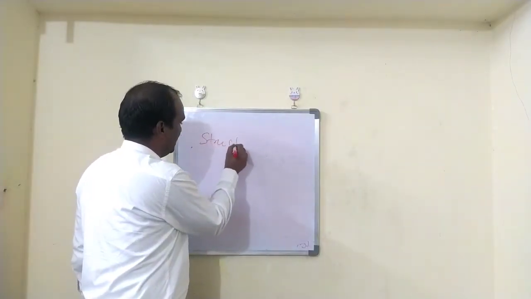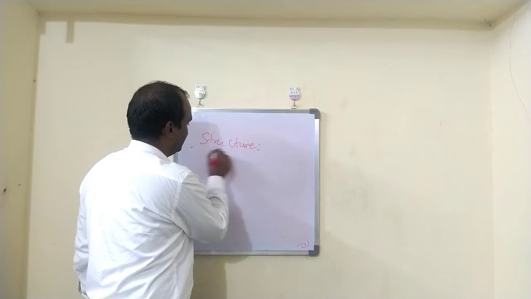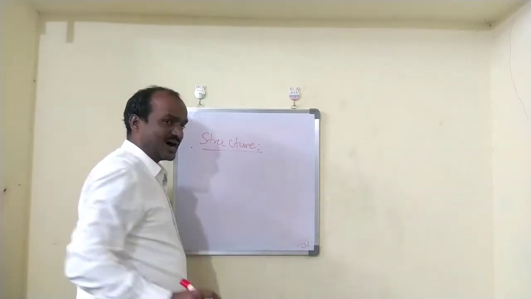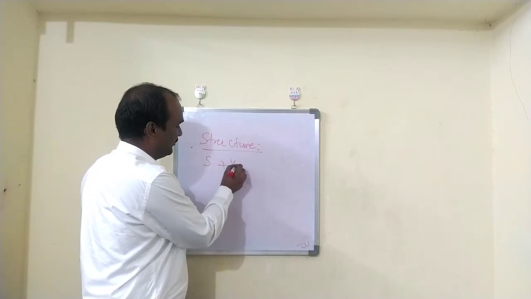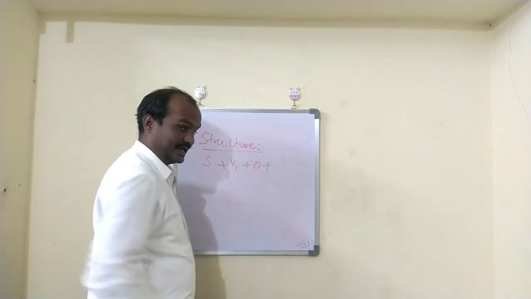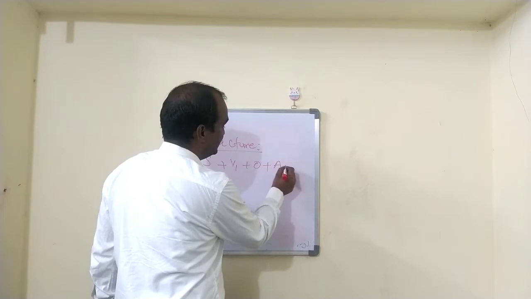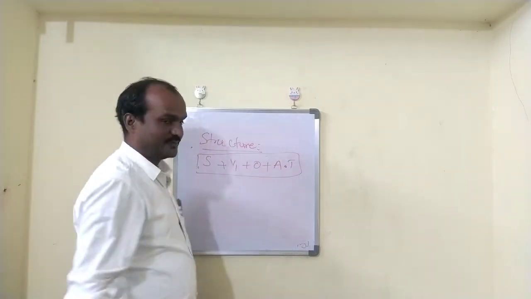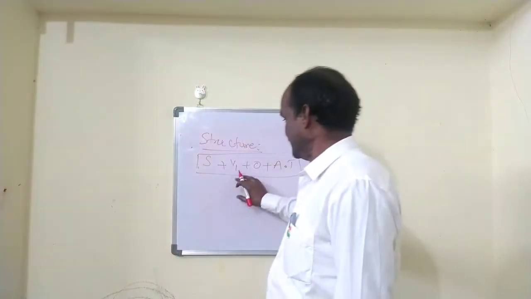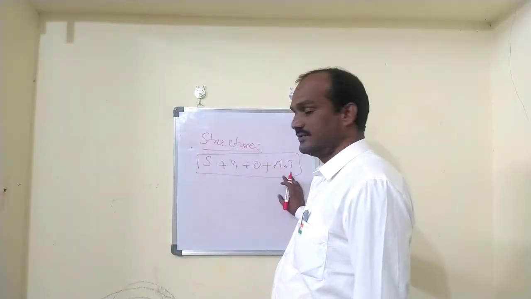Structure, వాక్య నిర్మాణం ఎలా ఉంటుంది? ఈ టెన్స్ లో మనము సబ్జెక్ట్, V1, ఆబ్జెక్ట్ అండ్ adverbial terms వాడతాము. Okay, this is the structure actually: subject, V1, object, adverbial term.